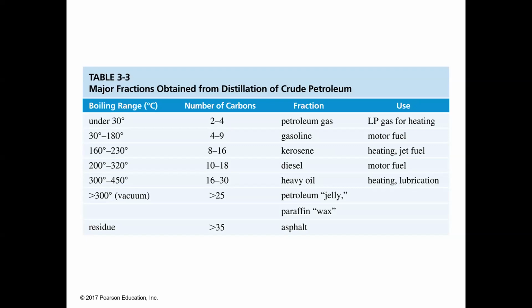Above gasoline, you have kerosene and jet fuel. Then above that is diesel, then heavy oil, petroleum jelly, paraffin wax, and then the stuff that doesn't distill, the residue left at the bottom, is asphalt. Many refineries will crack asphalt to produce gasoline. And of course, asphalt is used in paving roads.